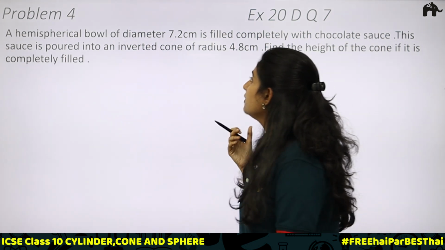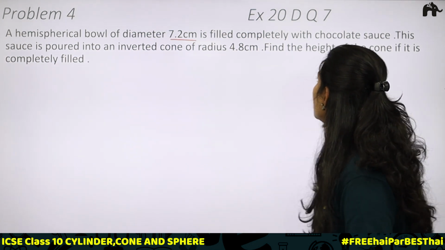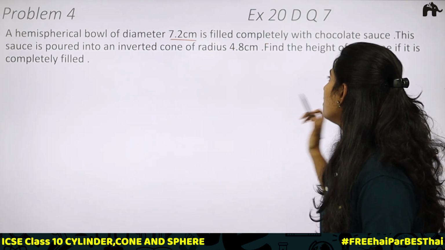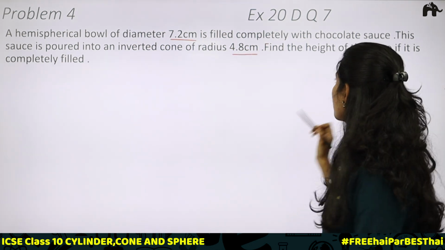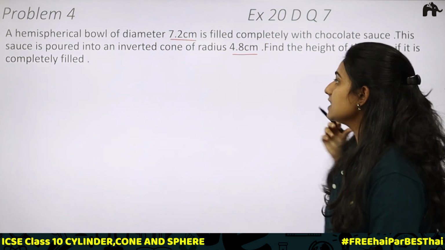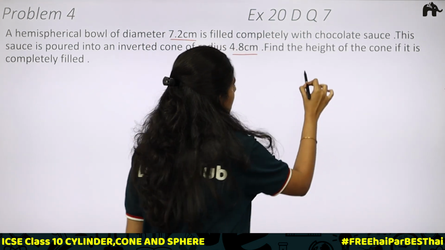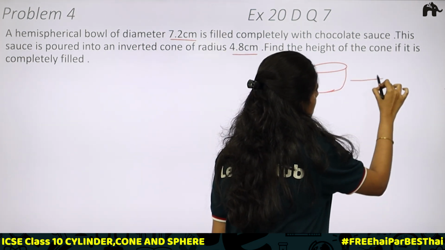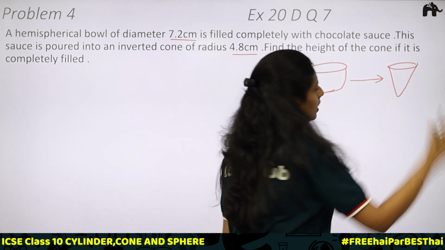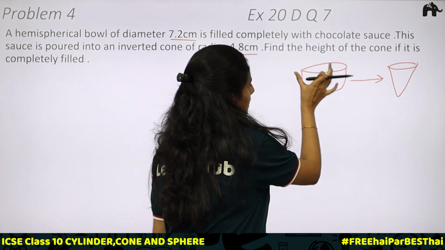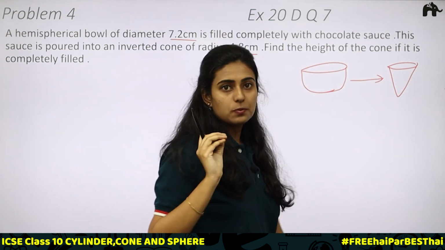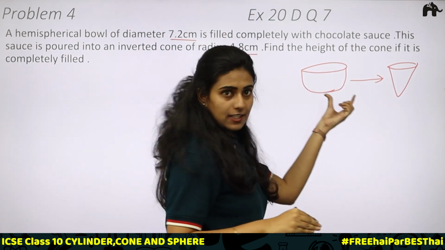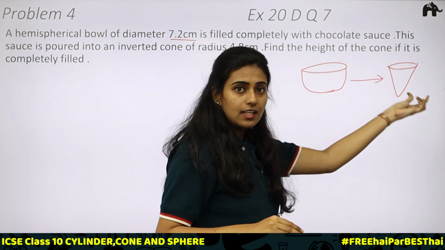A hemispherical bowl of diameter 7.2 cm is filled completely with chocolate sauce. This sauce is poured into an inverted cone of radius 4.8 cm. Find the height of the cone if it is completely filled. From a hemispherical bowl, the chocolate sauce is poured into an inverted cone, which means the volume of hemispherical bowl should be equal to the volume of cone, because the chocolate sauce is completely filled in the hemispherical bowl as well as in the cone.